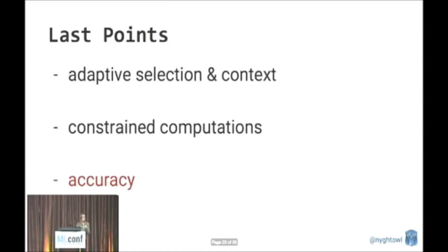So the main things I want you to take away from the talk is that the attention model is allowing you to do adaptive selection. It's allowing you to provide additional context to the data you want to work with. With hard models in particular, you're able to constrain your computations. But at the end of the day, the reason why you would even consider these models is because you're trying to improve the accuracy of the model that you're working with. I mean, that's what this is all about, right?